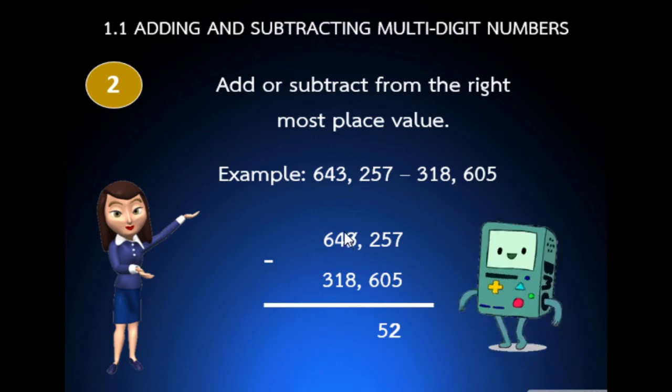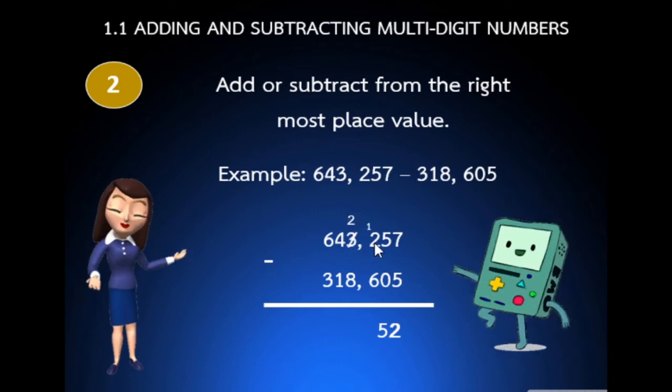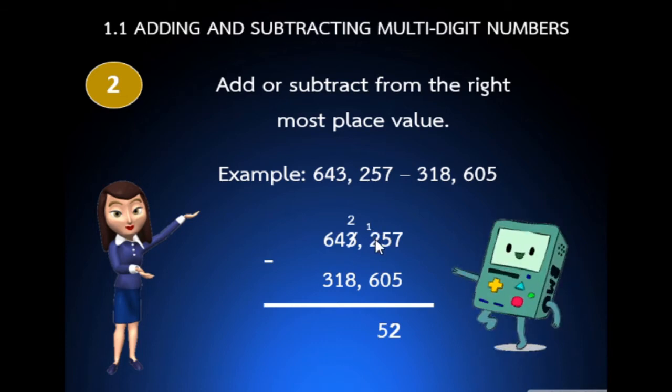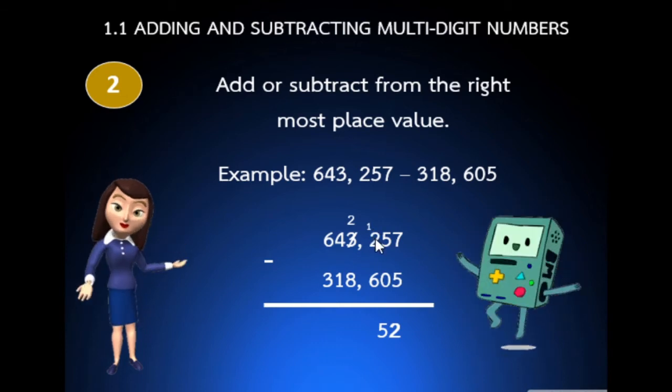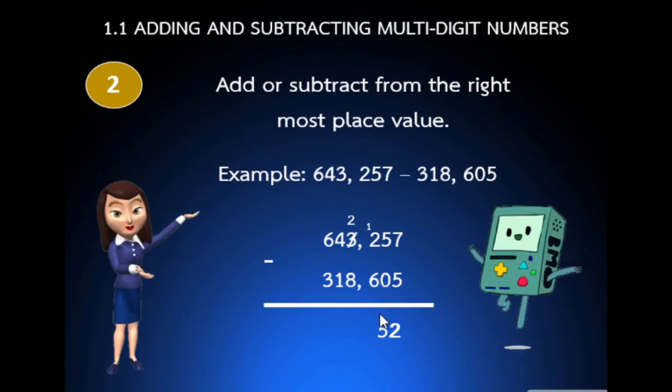So 3 now becomes 2. And 2 becomes 12. Okay? So, we can now subtract. 12 minus 6 is 6.